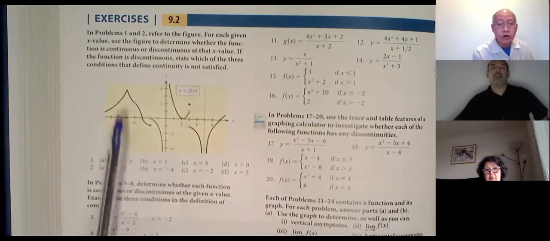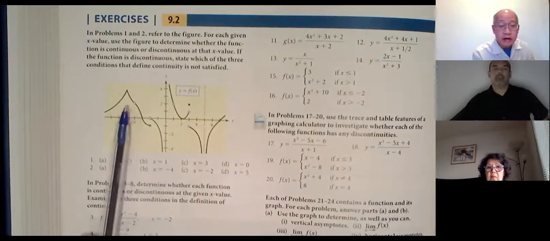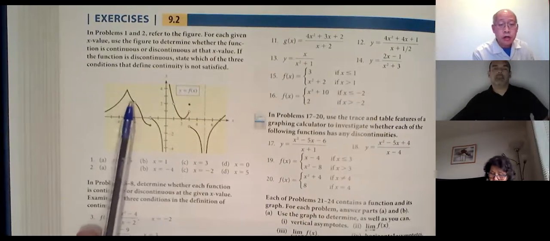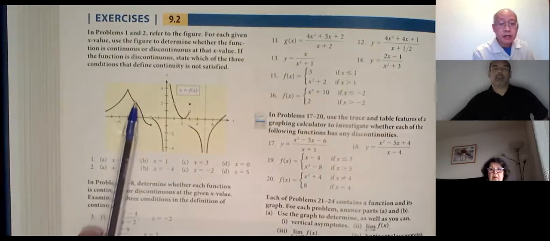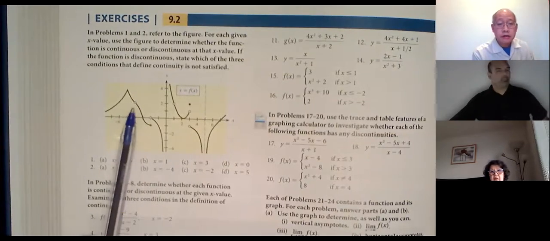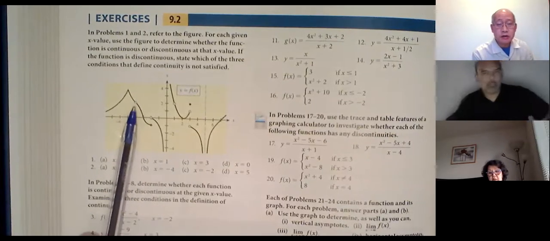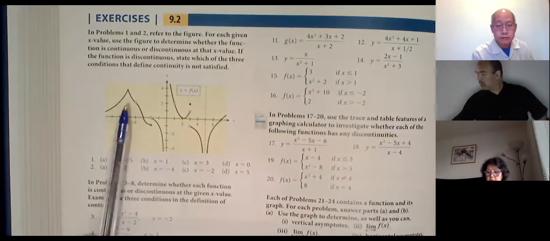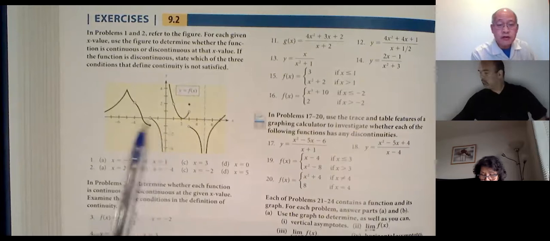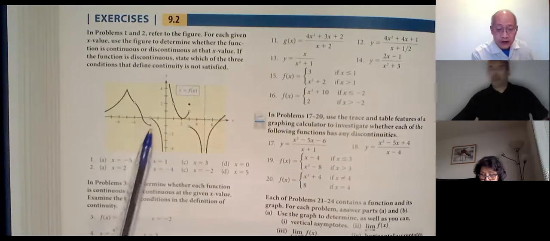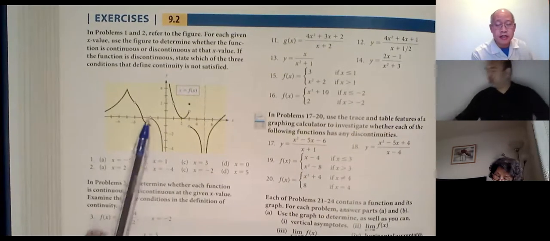2B, -4. Where's -4? Here. There's an open circle. So open circle means when I graph right here, I have to lift up my pen to keep going. So 2B is discontinuous, or you can just put a D. Okay, and -2. Where is -2? Right here. Definitely discontinuous. So put a D there.